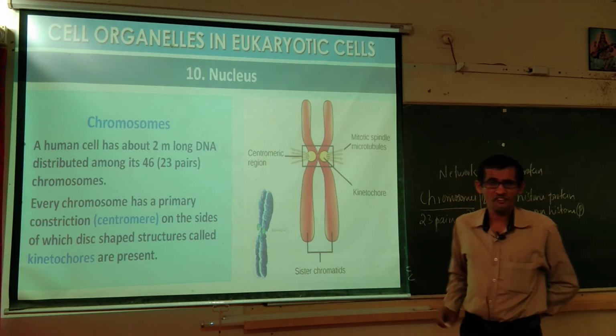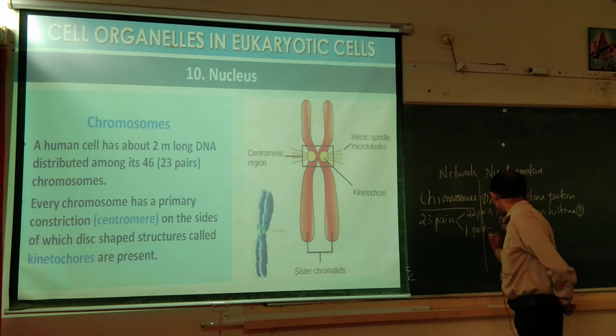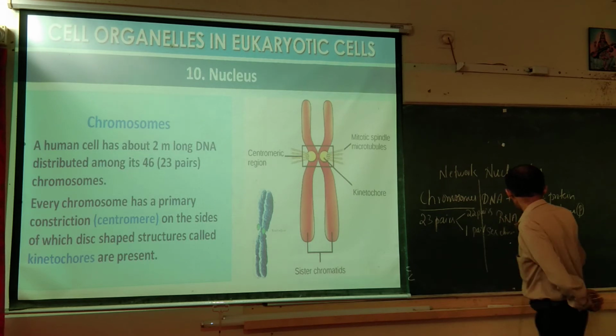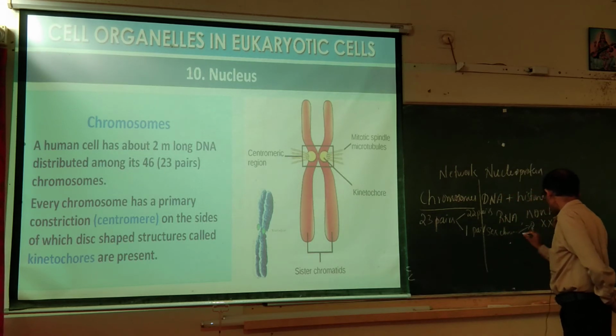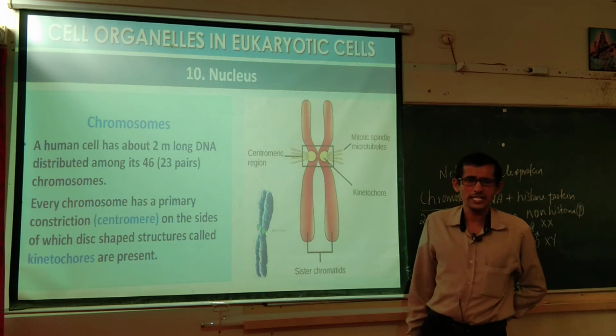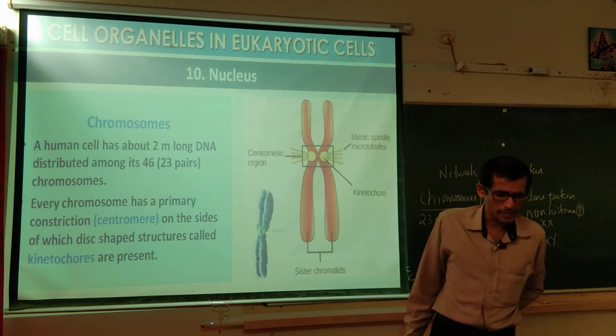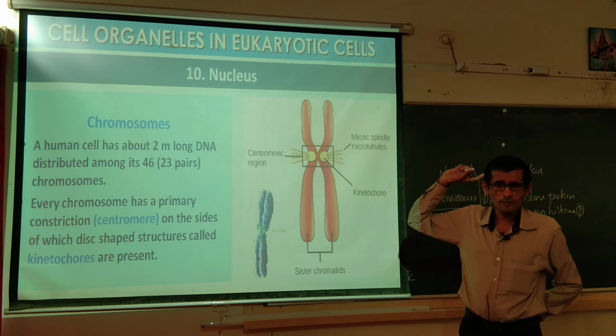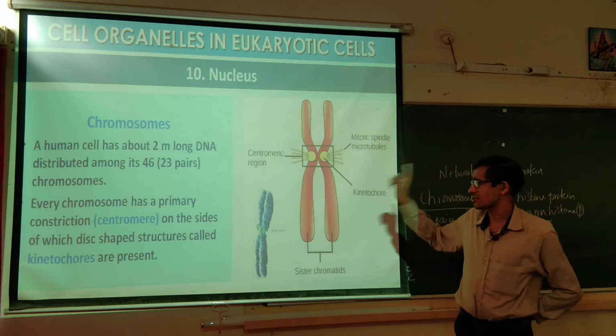In the case of female, the sex chromosome representation is XX. In the case of male, the representation is XY. That is the representation of chromosomes with respect to male and female. So that is 46 chromosomes, or 23 pairs of chromosomes.